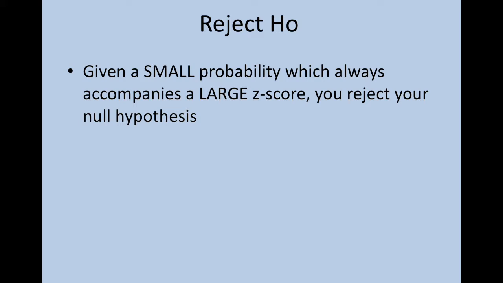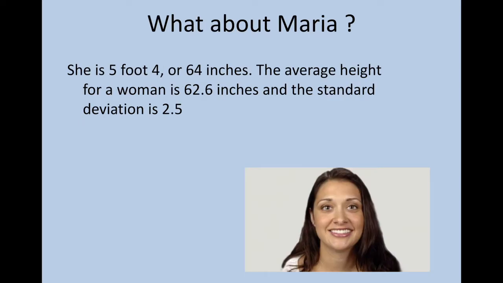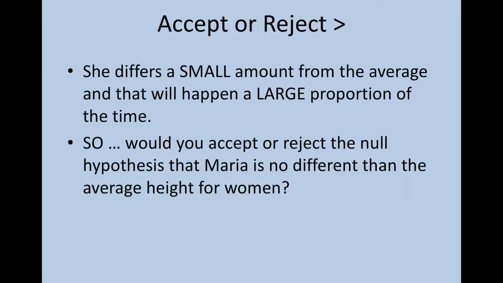Let's continue. What about Maria? Maria is 5'4", or 64 inches. The average height for a woman is 62.6 inches. Aren't you glad we did the proc sort by sex now? So we have the average height for women, and the standard deviation is 2.5. She differs a small amount from the average, and that will happen a large proportion of the time. So, would you accept or reject the null hypothesis that Maria is no different than the average height for women? Think about it. I'll wait.